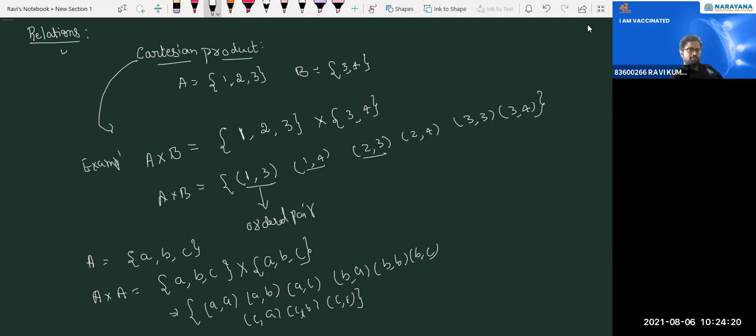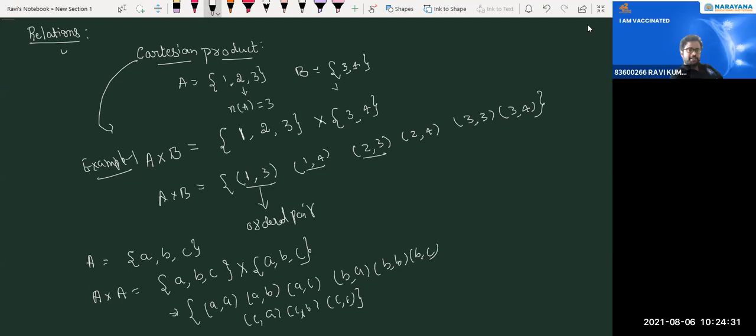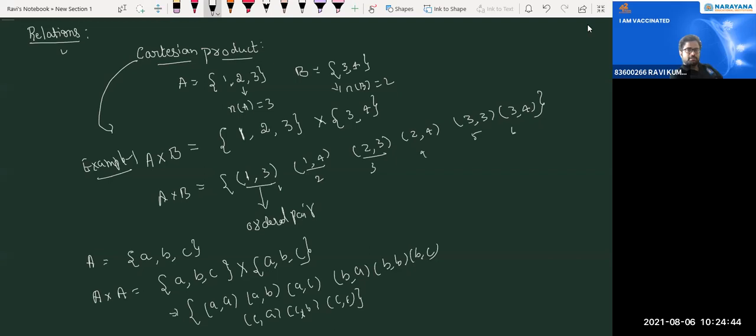Now the question is, in example one, set A has how many elements? 3, sir. n(A) is 3. Set B has how many elements? 2, sir. Now we found A cross B. How many ordered pairs are there? 6, sir. So when set A contains 3 elements and set B contains 2 elements, the number of ordered pairs of A cross B is n(A) into n(B), which means 3 into 2.